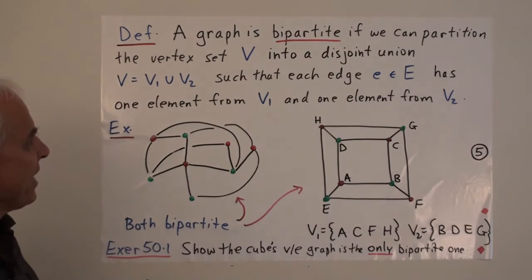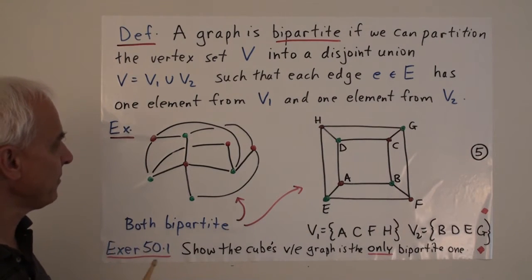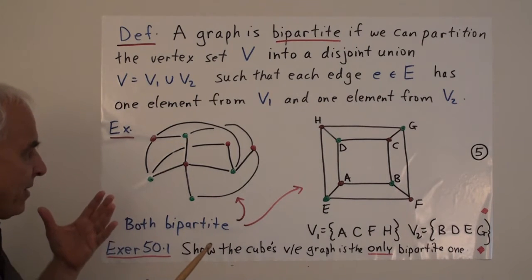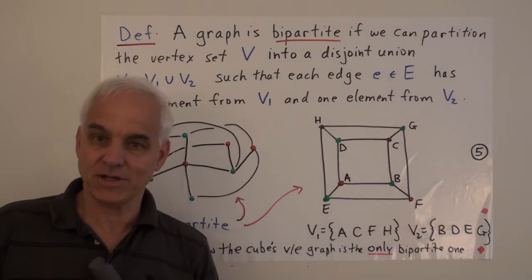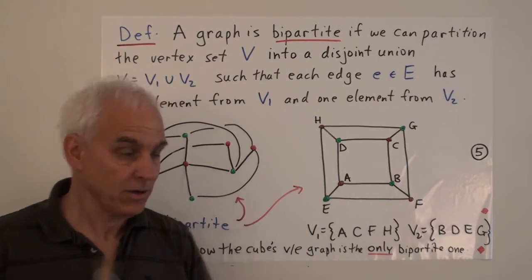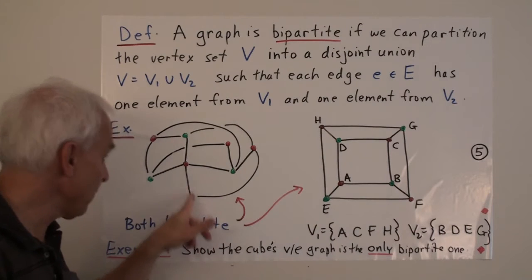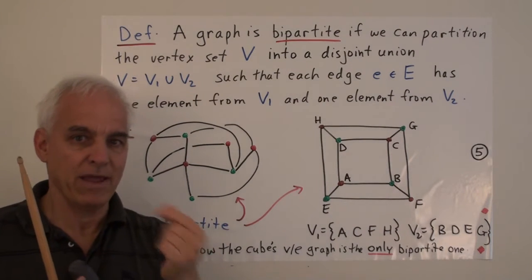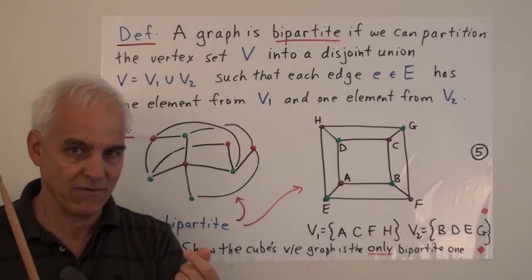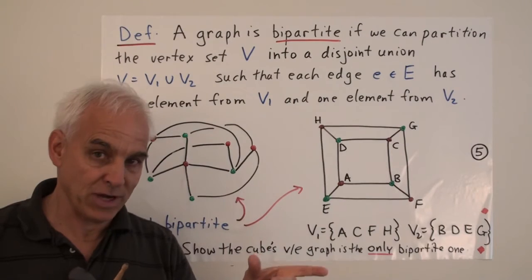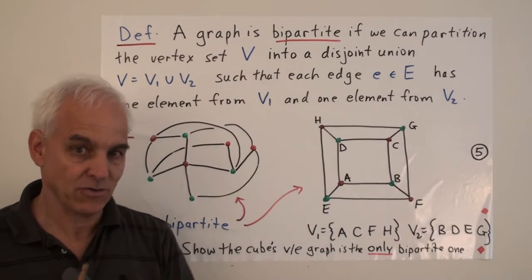Okay? That's a bipartite graph. And visually it means that you can, say, color the vertices in two different ways, say with a red color and a green color. So each vertex is either green or red, in such a way that every edge goes from a red vertex to a green vertex. There are no edges from red to red, and there are no edges from green to green. Always only from green to red.